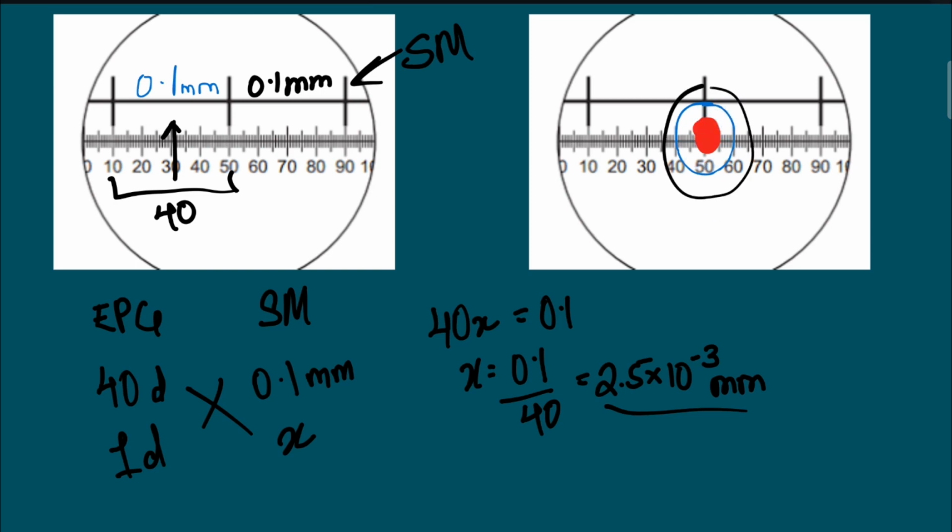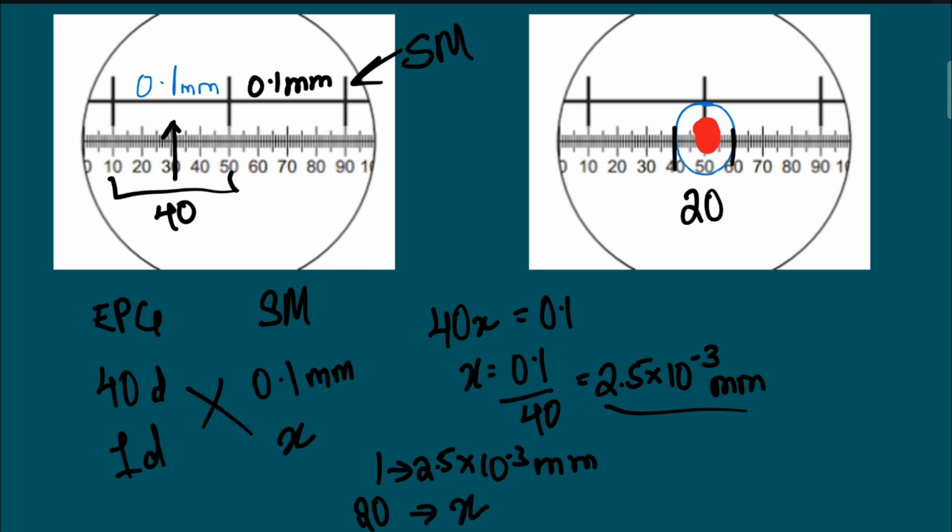Alright, now I want you to look at this. This over here is a cell. How many divisions is the cell taking up? From 40 to 60, right? So that's 20 divisions, correct? One division is 2.5 times 10 to the power of negative 3 mm. So 20 divisions is how many mm? Again, you cross multiply. So you multiply 2.5 times 10 to the power of negative 3 times 20.